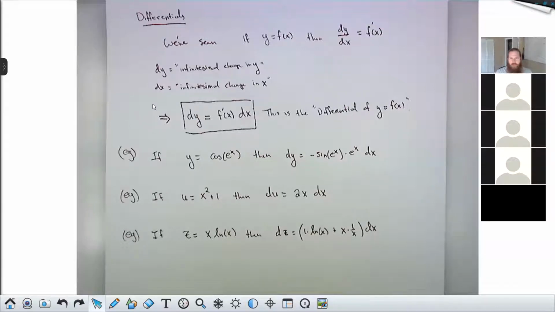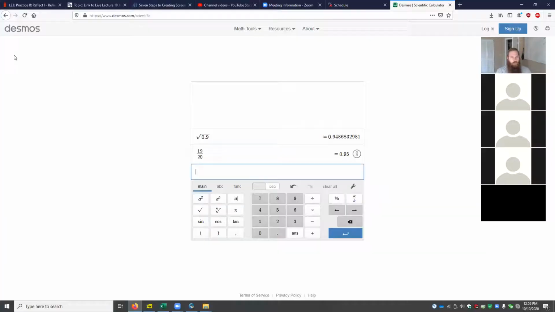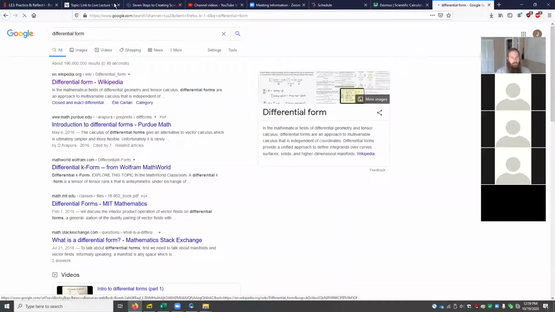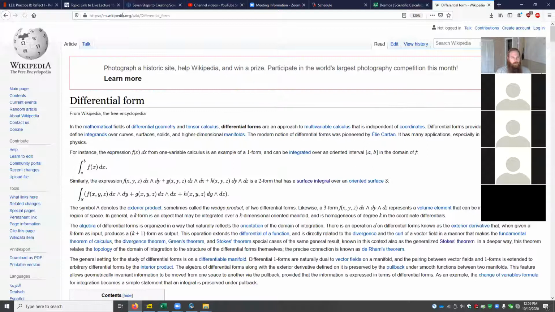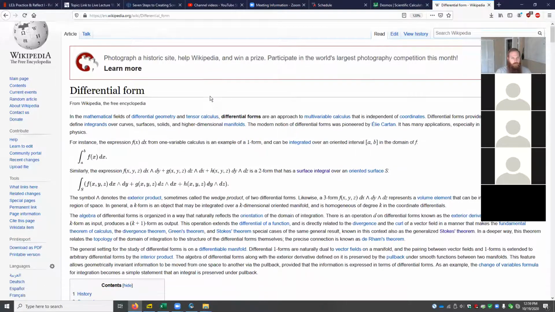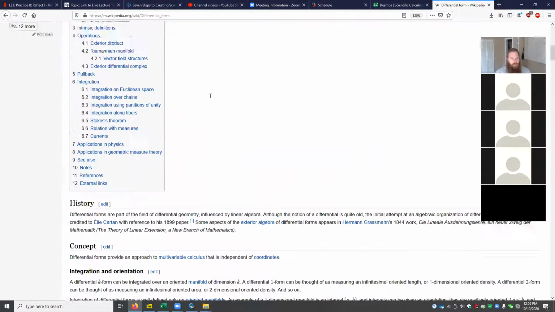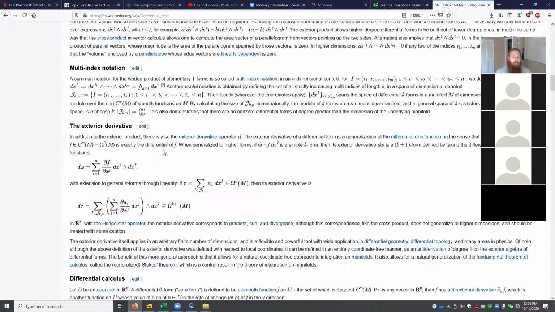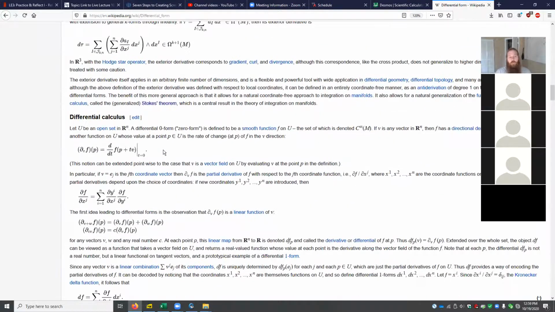Right, so dx is technically not a number. dx is a differential one form. If you want to be technically correct about it, dx is called a one form. You can Google here, I'll show you just real quick. Differential form. This is kind of the fundamental object of study in differential geometry. So again, very intimately related to general relativity. But all of this is way over our heads.